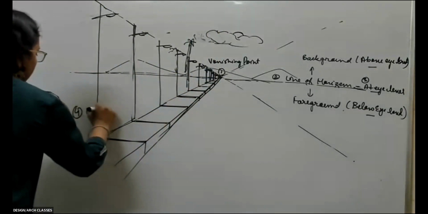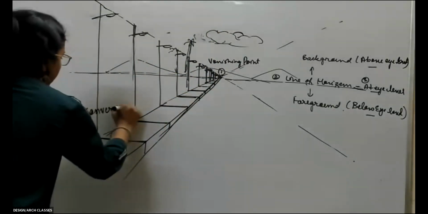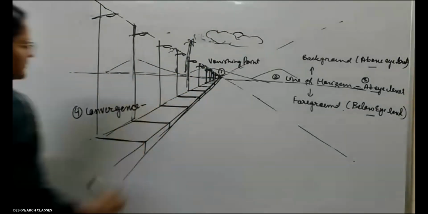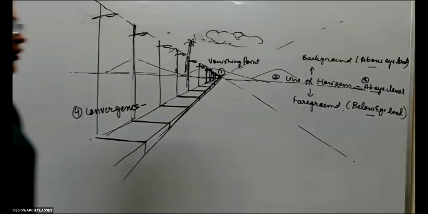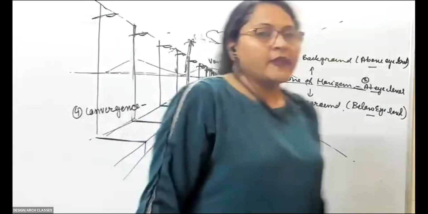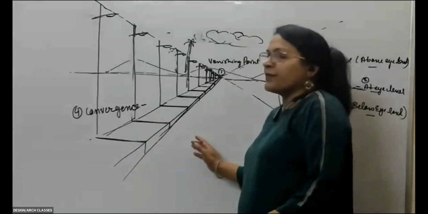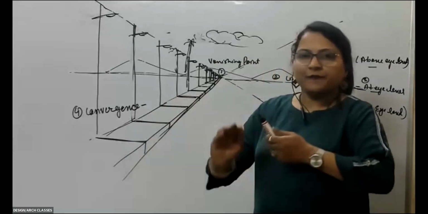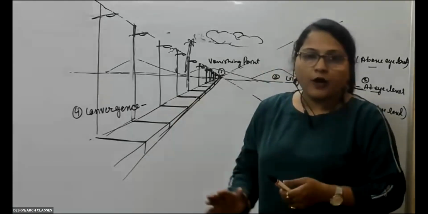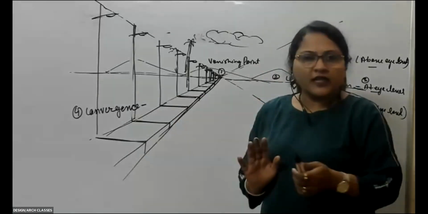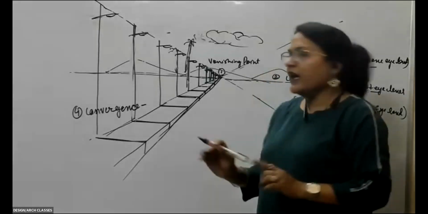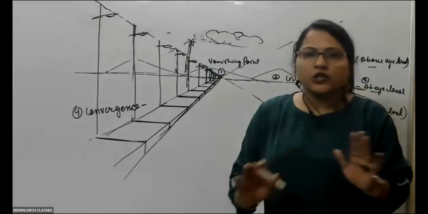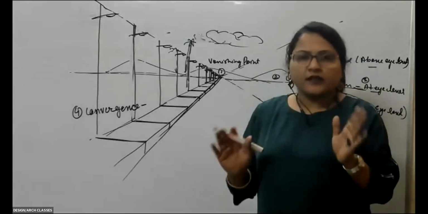Point number 4. Convergence. Convergence. लिखिए. I hope everybody is writing. आज का सेशन अगर आपको समझ आएगा ना, तभी आप आगे पर्सपेक्टिव को मजे से ड्रॉ कर पाओगे. बट अगर आज आपको समझ नहीं आएगा ना, तो आप सिर्फ वैनिशिंग पॉइंट से खेलते रहोगे, आप पर्सपेक्टिव का एप्लीकेशन नहीं समझ पाओगे. प्लीज अंडरस्टैंड.